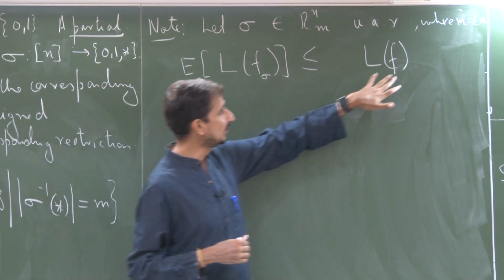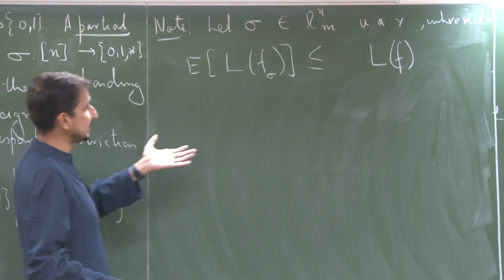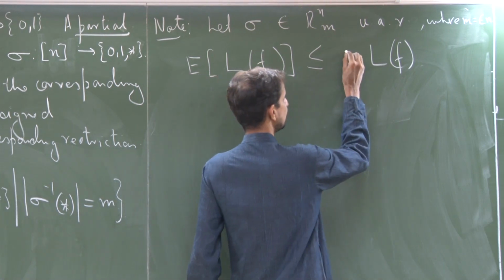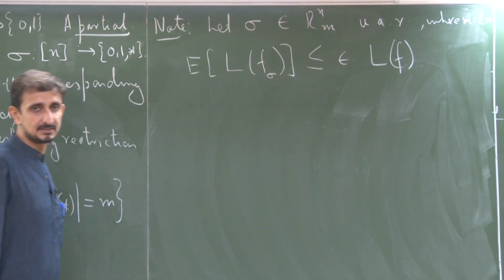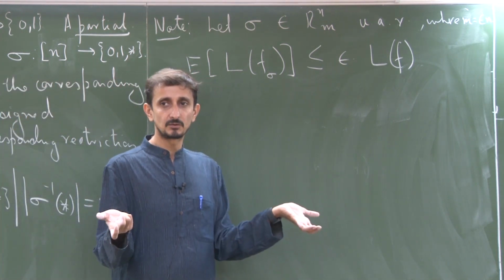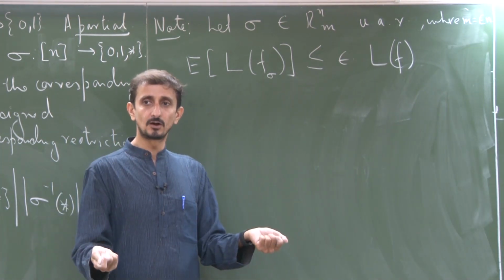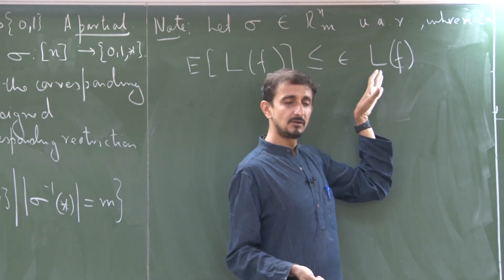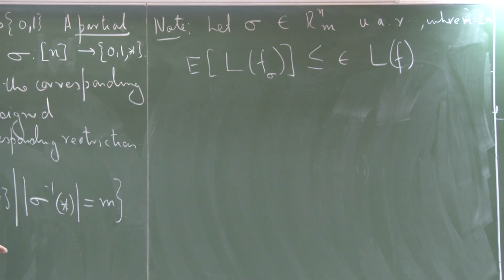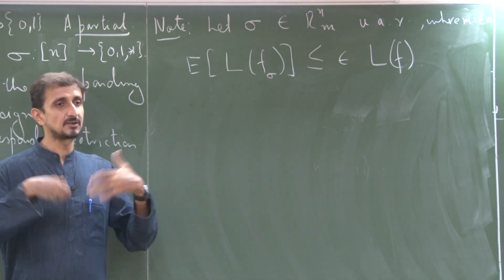In other words, if an epsilon fraction of the variables remain, then the expected size of this formula will be epsilon times L of f, because it is just counting the number of leaves that remain. Exactly those leaves vanish whose variables are set to 0 or 1, and the ones which remain are the variables which remain over here. This is easy to see, but here I am not using any structure of the formula.